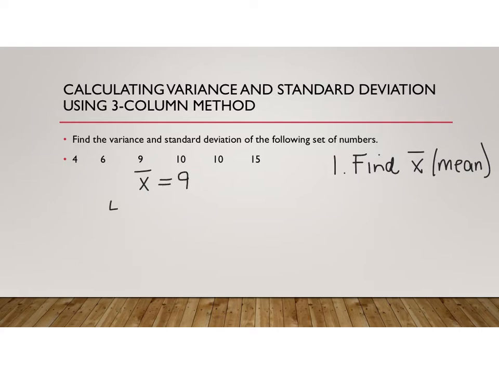Okay, so then I'm going to use the 3-column method. So I'm going to list the numbers, put them in a vertical column. And my second column is going to be my deviations, how far from the mean they are. So 4 is 5 below it, 6 is 3 less than 9. 9 has no deviation there. 10 would have a deviation of 1, 10 would have a deviation of 1, and 15 would have a deviation of 6.